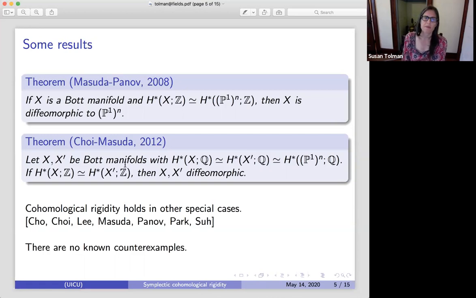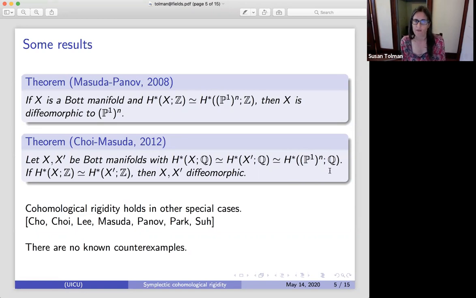Another theorem by Choi and Masuda, a little bit later, says that if you have two Bott manifolds and both of them have trivial rational homology, often called Q-trivial homology, I'm assuming that the cohomology of X over the rationals is isomorphic to the cohomology ring of a product of P1s for both of the manifolds. So then I say, okay, great.